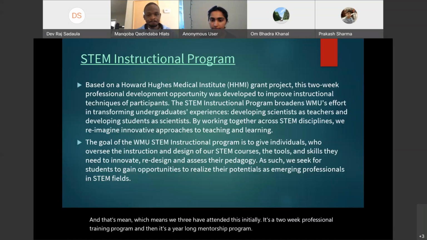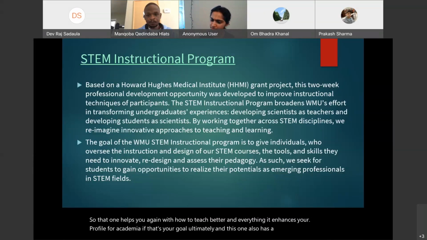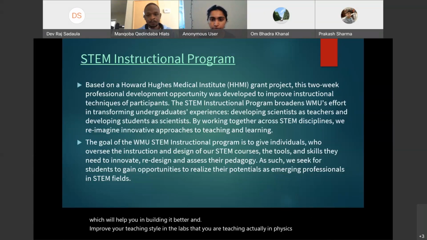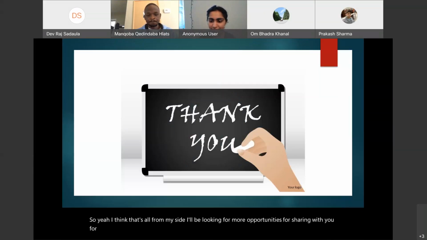That one helps you again with how to teach better and everything. It enhances your profile for academia, if that's your goal ultimately. This one also has a year-long extension, which will help you in building it better and improve your teaching style in the labs that you are teaching in the physics department. So yeah, I think that's all from my side. I'll be looking for more opportunities to share with you next time. And thanks for today.